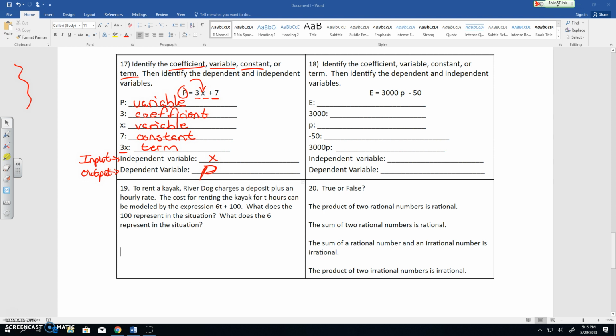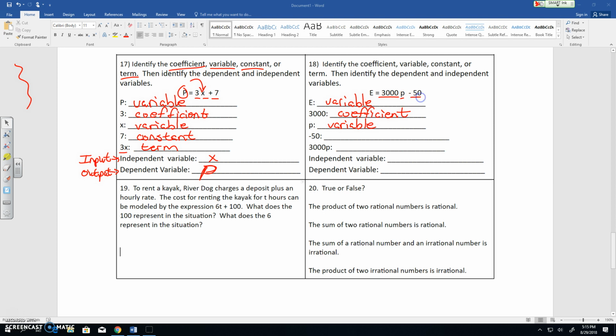Number 18, same concept, same exact type problem. We just want to work it out. So E is going to be a variable. Same concept here. 3,000 is going to be a number in front of a variable, which is a coefficient. I'll just end up being the exact same thing as the other side. P is going to be a variable, because it's a letter.